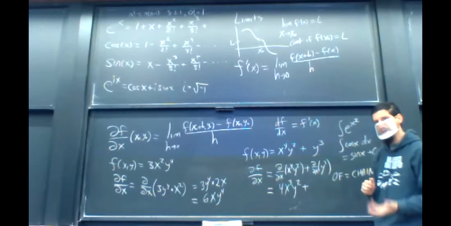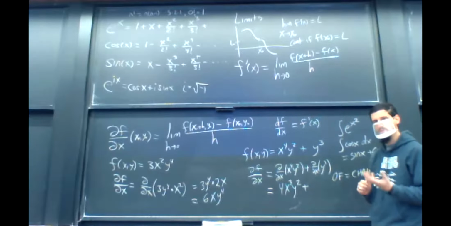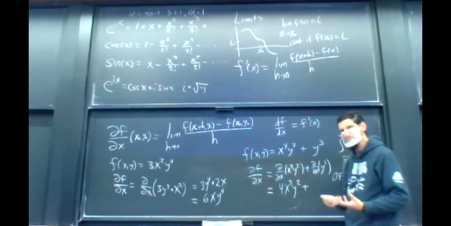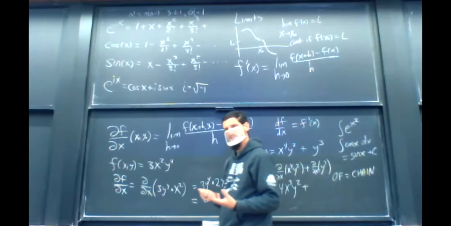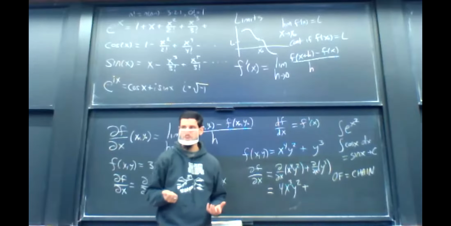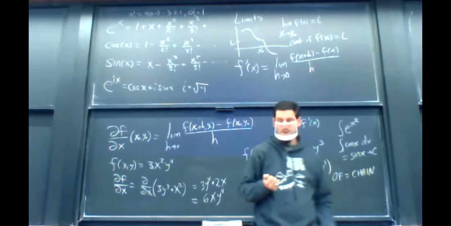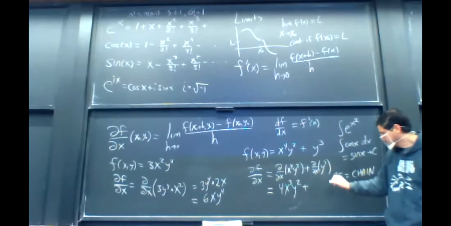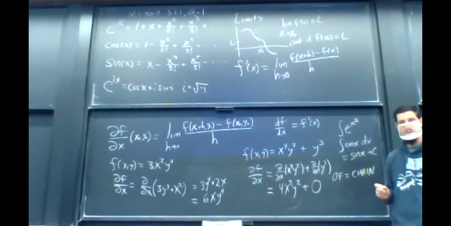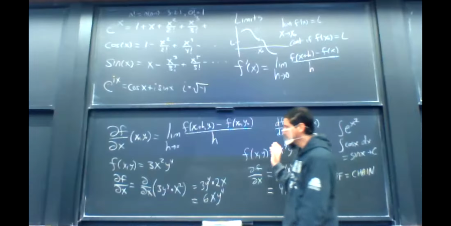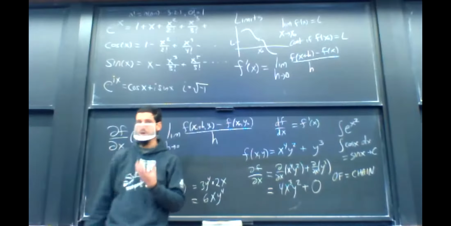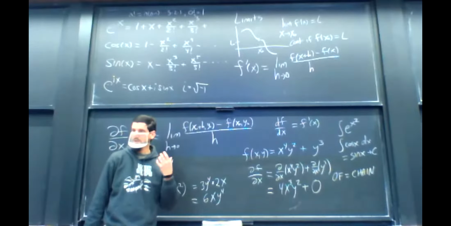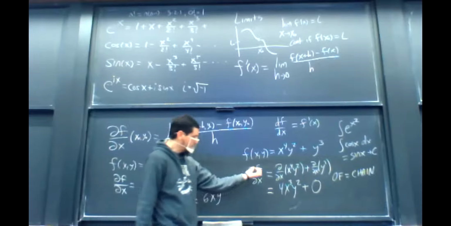So what's the derivative of 5 with respect to x? 0. What's the derivative of 17 with respect to x? 0. What's the derivative of y cubed with respect to x? 0. That has no x dependence. It's a constant. The whole way you take partial derivatives is you consider all the variables as constants, but the one you're differentiating with respect to.